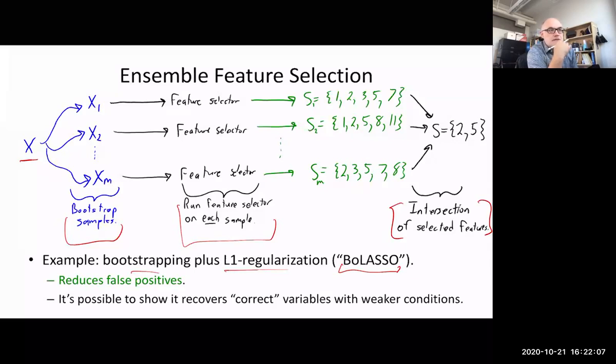Wouldn't intersection get rid of a lot of features? Not necessarily. Here it does. But you would expect that if the true model is in the support of the features in your basis, then those true features would be stable across all bootstrap samples, and the intersection should recover those.